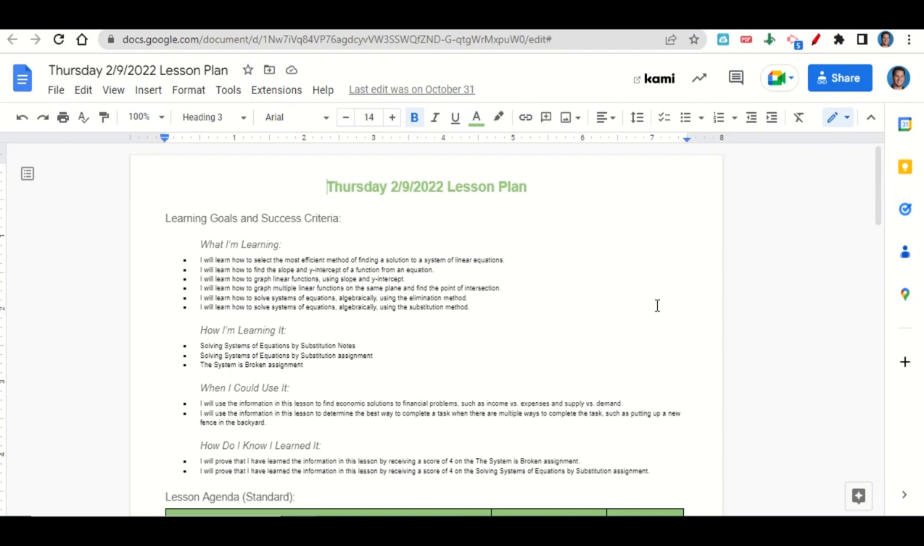How are we learning it? Through the solving systems of equations by substitution notes and the solving systems of equations by substitution assignment, as well as the System is Broken assignment.